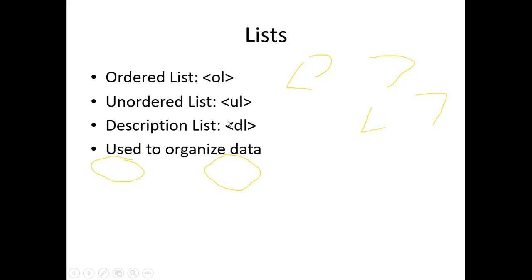So what is the use of these list tags? They organize the data. For organizing data on a web page. What is the use of HTML? To create web pages. So while creating a web page you use all these tags. Then what is the use of these list tags? They organize the data on a web page.